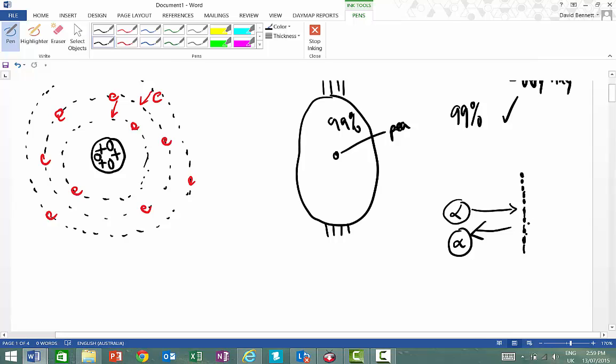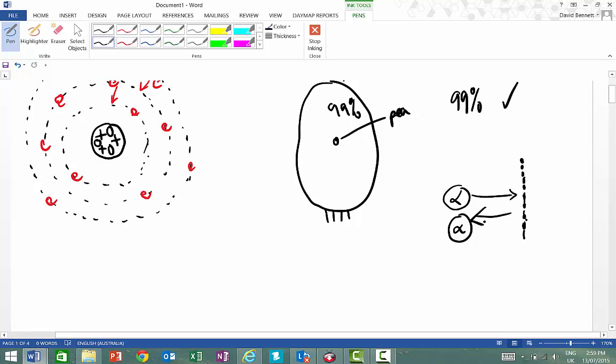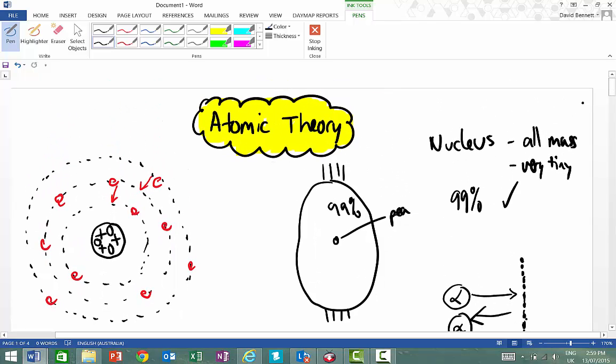So this led to the idea that rather than J.J. Thomson's plum pudding model, what we've got is the concept of the alpha particle hitting a very massive particle or section of the atom itself, which is the nucleus. The nucleus is made up of protons and neutrons.